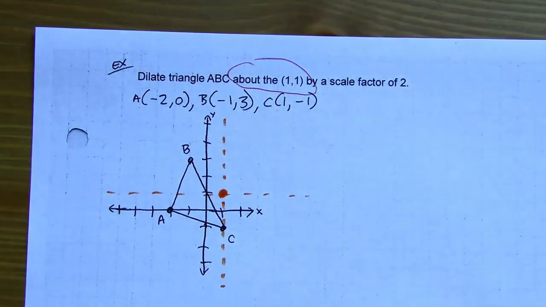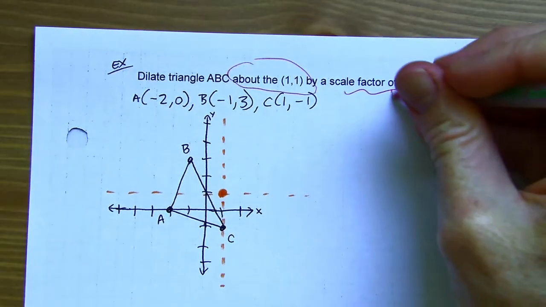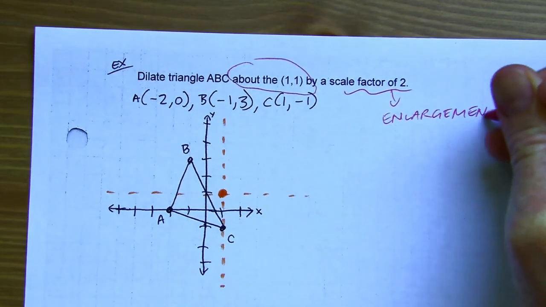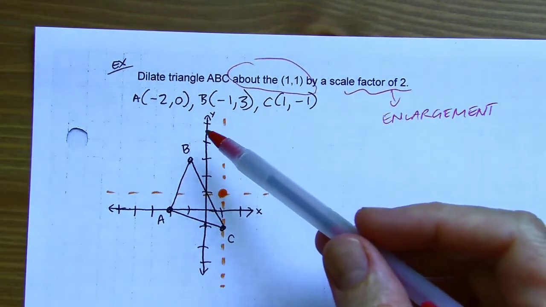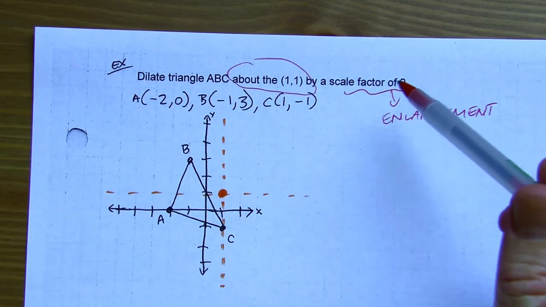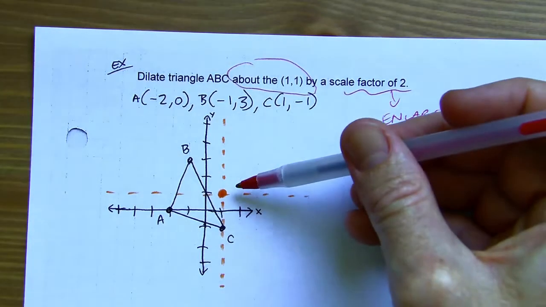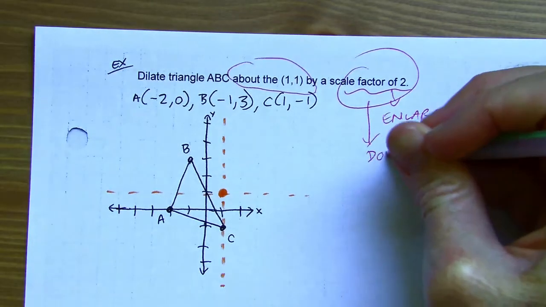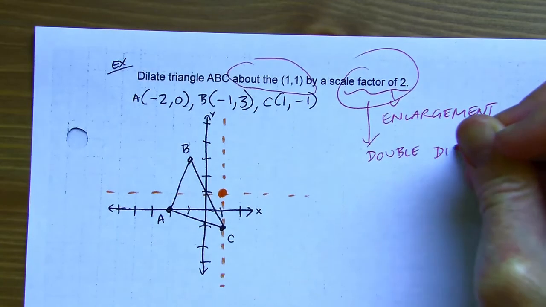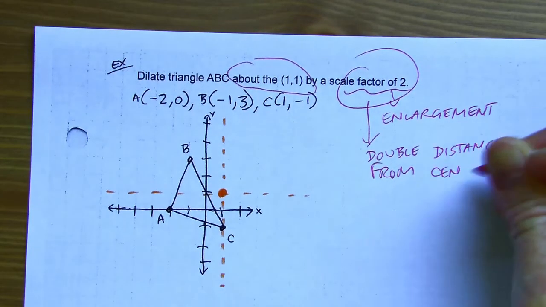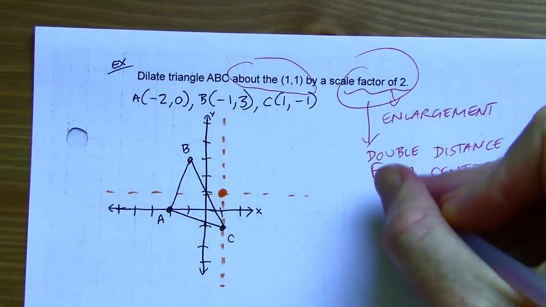Okay. So now this is a little tricky. Even though I've got a scale factor of 2, so I know this is an enlargement, my triangle is going to get bigger. If I was dilating about the origin, I could just multiply everything by 2. But I don't want to do that here. What I want to do is double the distance that these points are from the center of dilation. Double distance from center of dilation.